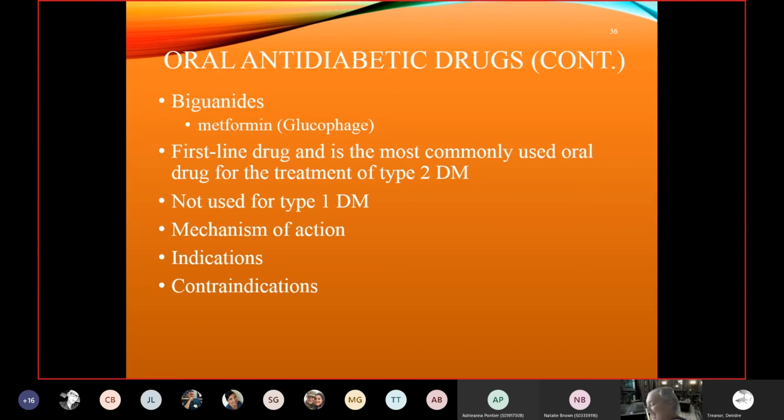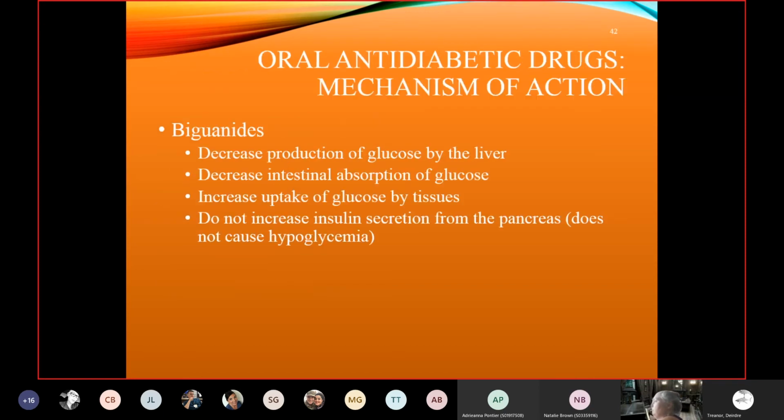It also does not have, nice thing about metformin, there's no weight gain generally with it. And there's also not a lot of hypoglycemia or low blood sugars when it's used by itself. Decreased production of glucose in the liver, decreased intestinal uptake, absorption, increased uptake of glucose by the tissues.